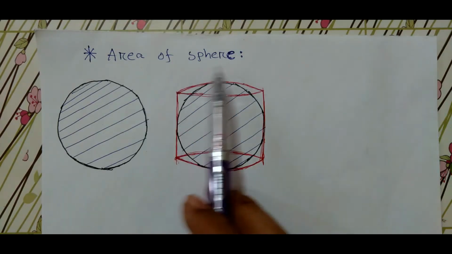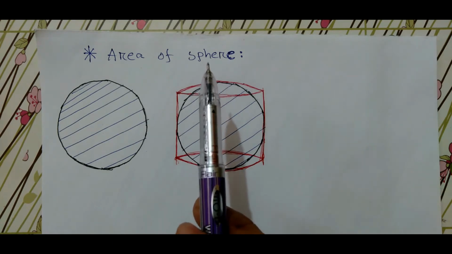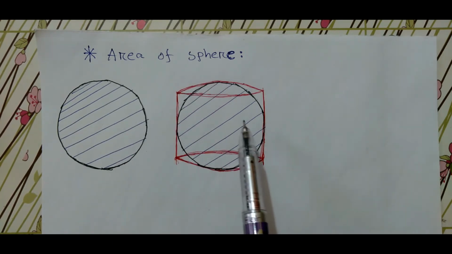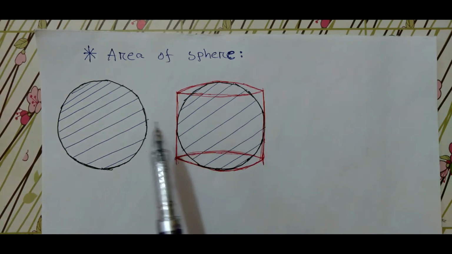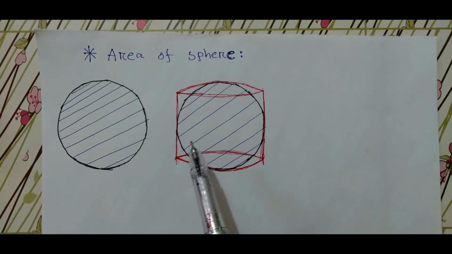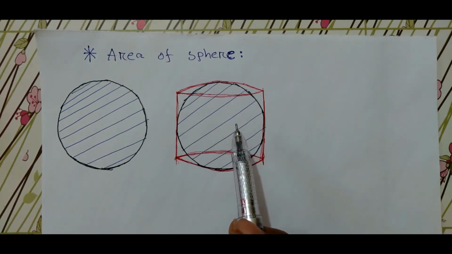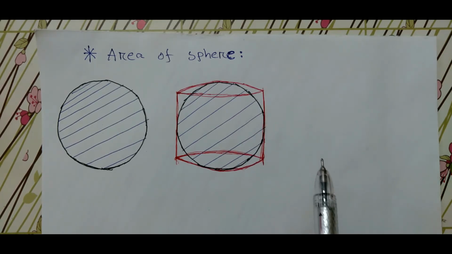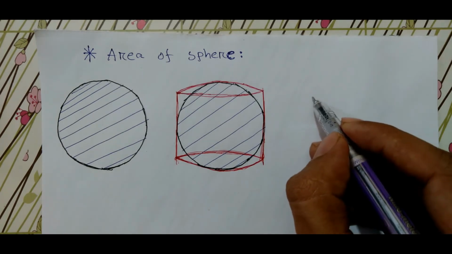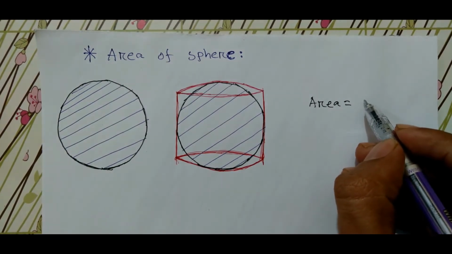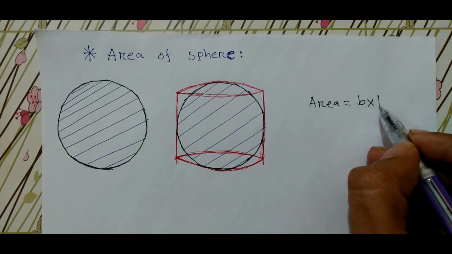Now we will find the area of the sphere from the area of the parallelogram. To do this, at first we have to place the sphere in the cylinder in such a way that the sphere fits properly in the cylinder. That's why I have placed the sphere in the cylinder in such a way that it fits properly. Now, to find the area of the sphere, at first we have to write the area of the parallelogram. We know that the area of a parallelogram is base multiplied by height.